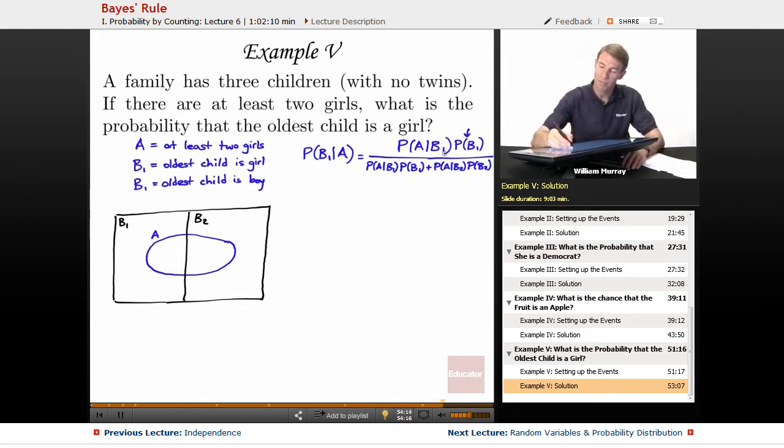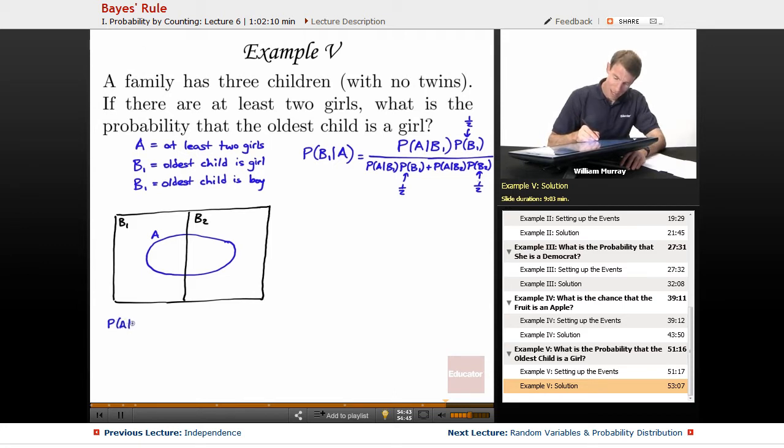The probability of B1 is fairly easy. That's the probability that the oldest child is a girl. That's 1/2. So we can fill that in. The probability that the oldest child is a boy is also 1/2, at least if you have no extra information about that. But now the probability of A given B1 and A given B2 are a little trickier. So let me calculate out those down here.